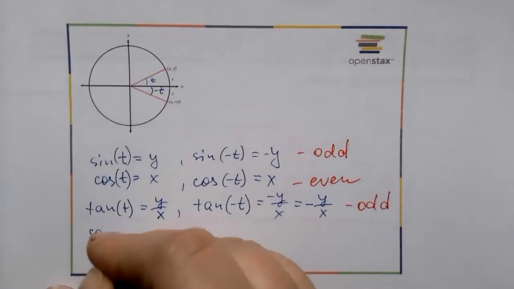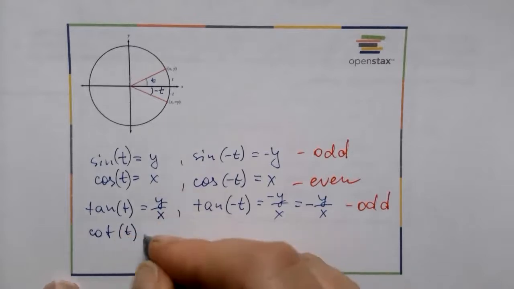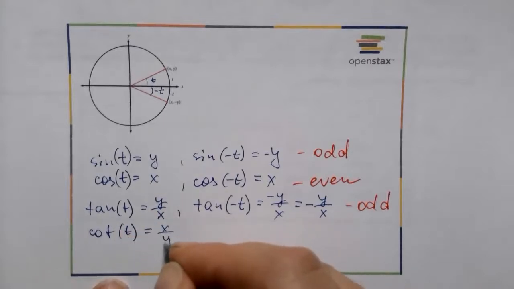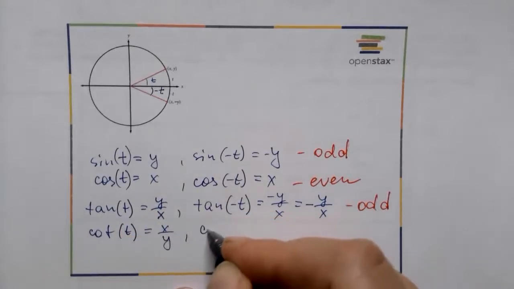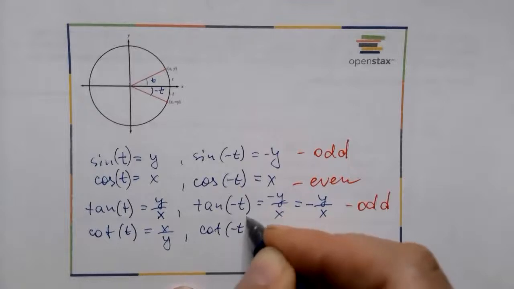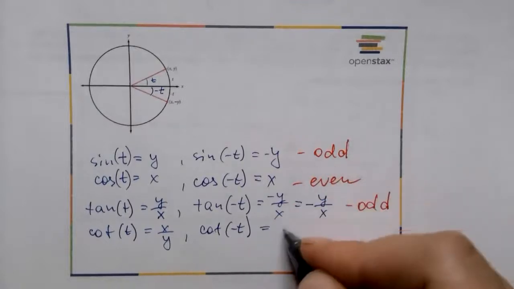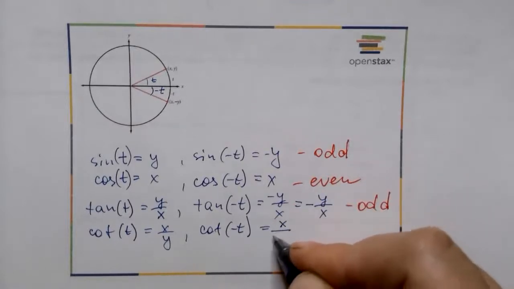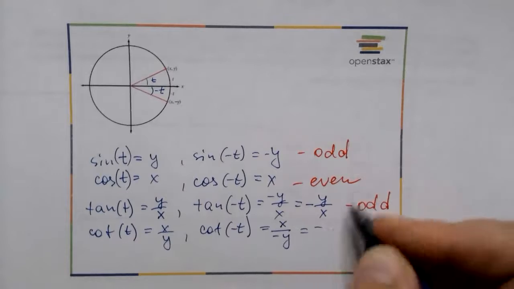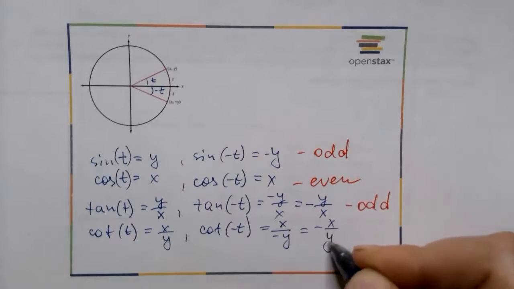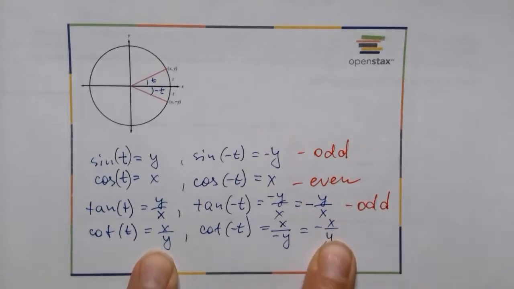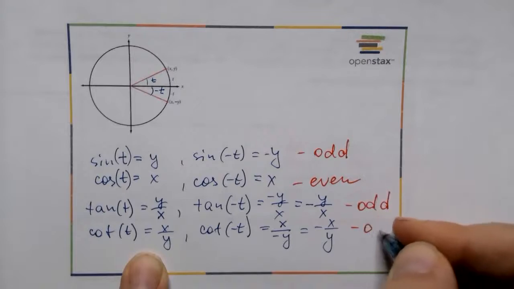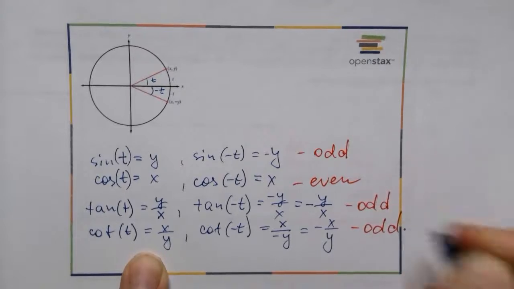So cotangent will follow the same pattern. It's the positive x over negative y, which gives you negative x over y, which is the opposite of when we have a positive input. So again, cotangent is an odd function.